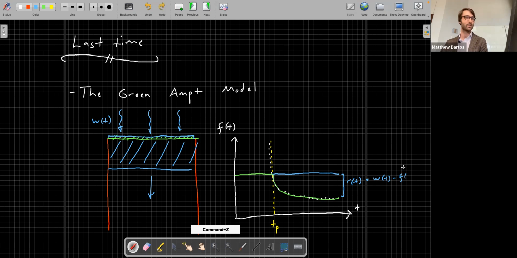And I can't draw any further on the screen. Let me just put it down here. Okay, great. Are there any questions conceptually on Green-Ampt before I move on? Any questions conceptually on Green-Ampt?